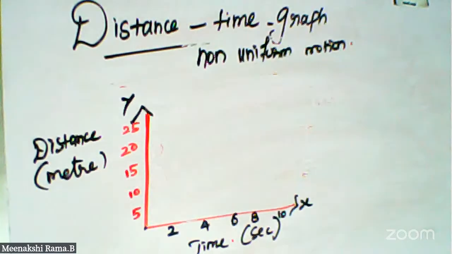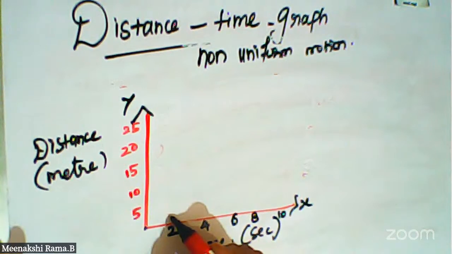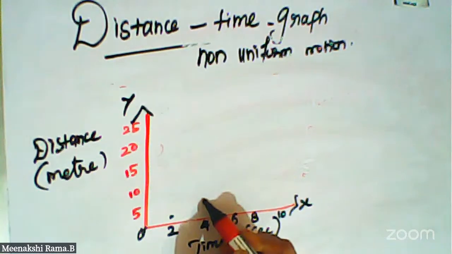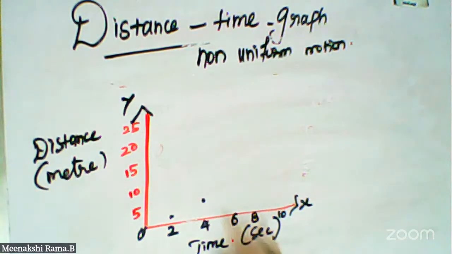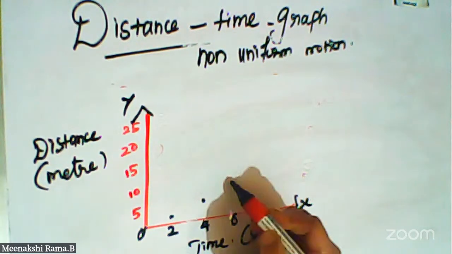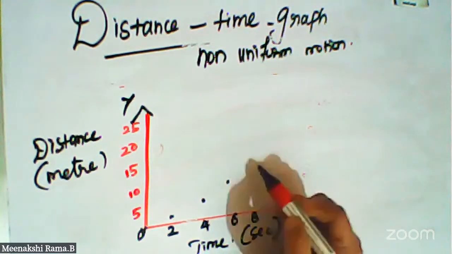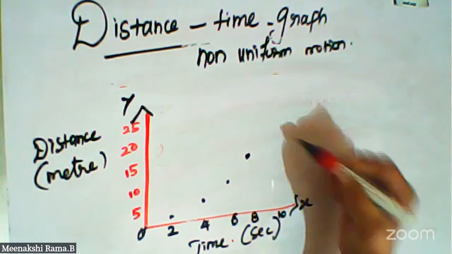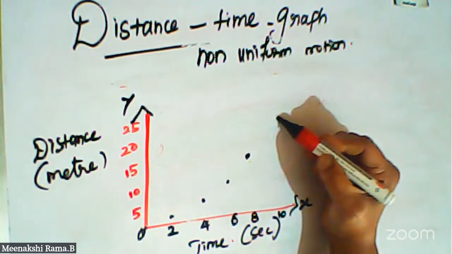Okay. First 2 seconds, he crossed only 1 meter. First, 0 seconds means this is at the 0 point. First 2 seconds, he crossed only 1 meter. 4 seconds, he crossed 5 meters. And then 6 means he crossed 8 or 9. And then at 8 seconds, he crossed 14 meters. And then 10 means 22, like that.